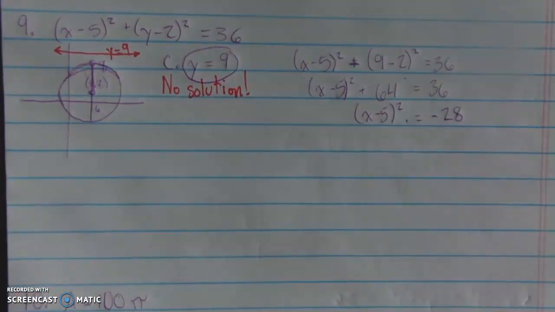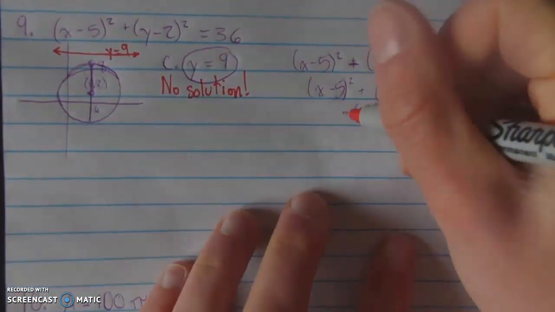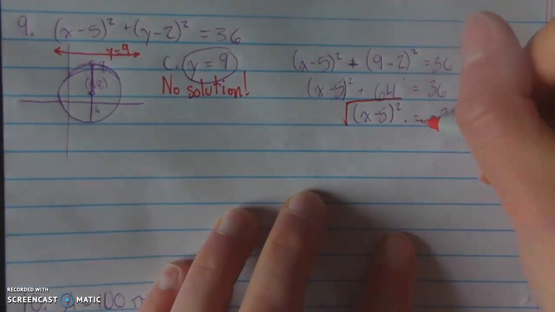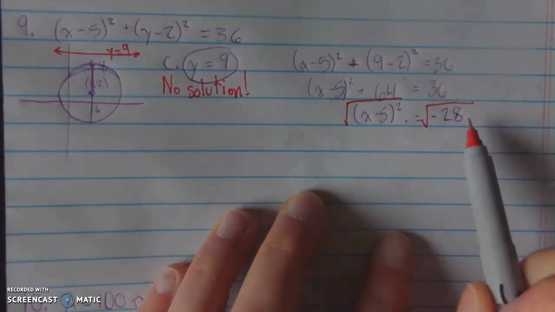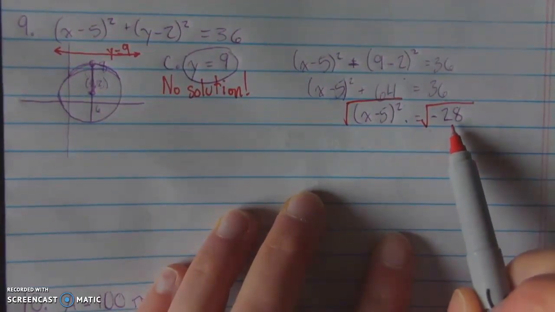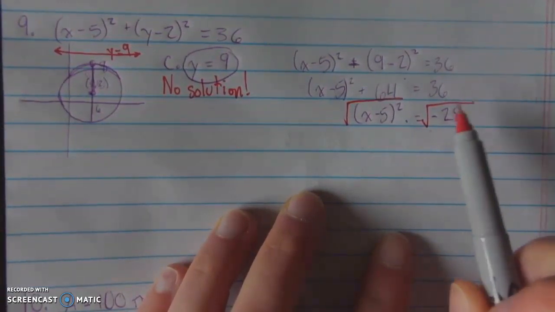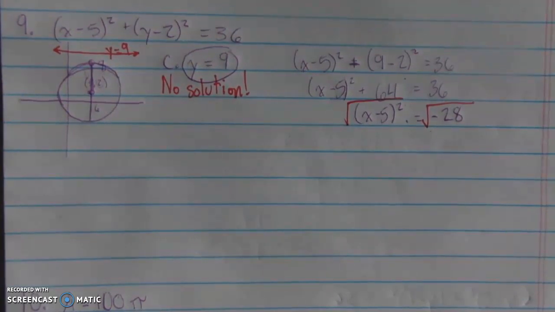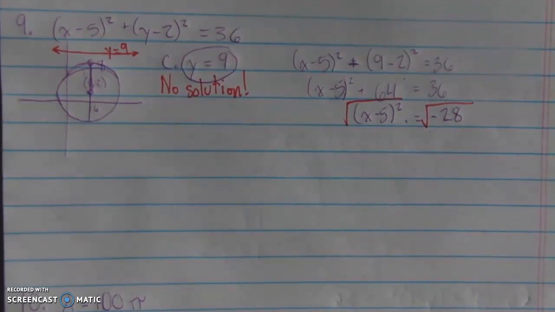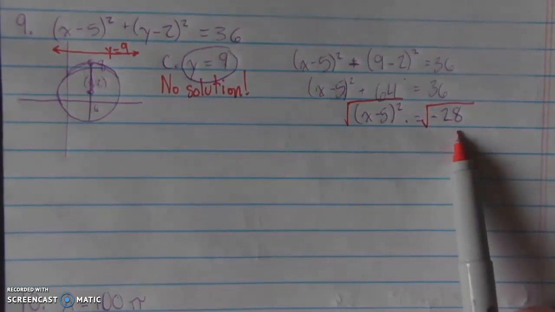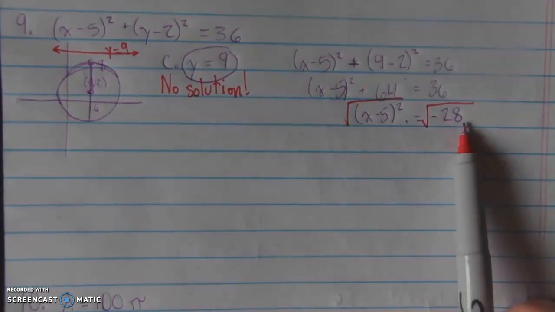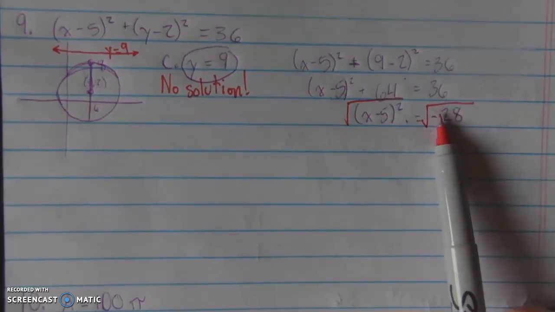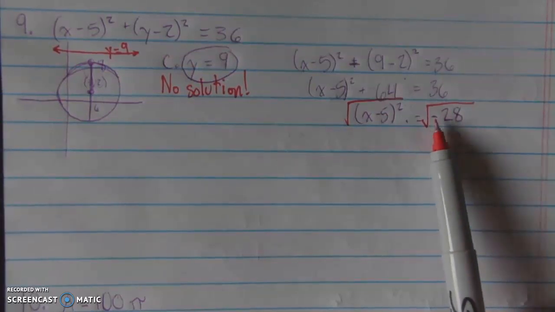Now I need to take the square root of both sides. But this too is a problem, because we know that what we're asking is what two numbers could we multiply together that are the exact same and get the answer of negative 28. Well, that's impossible, because a positive times a positive would be a positive answer, so I couldn't be multiplying two positive numbers together. But a negative times a negative also could not be this, because a negative times a negative is always positive, and this is a negative answer.